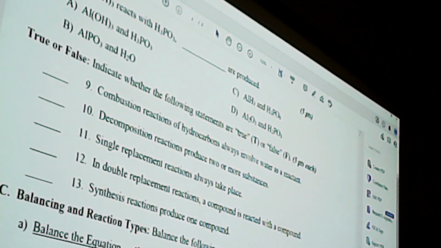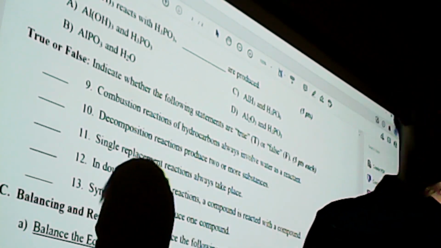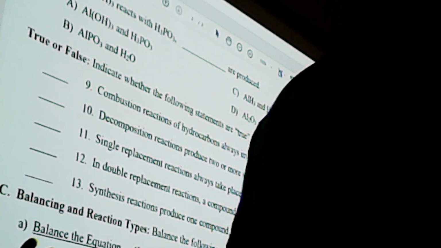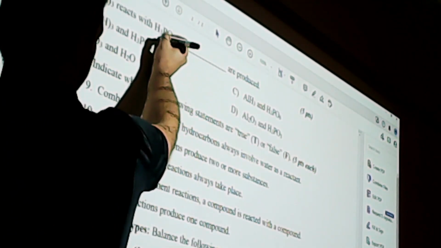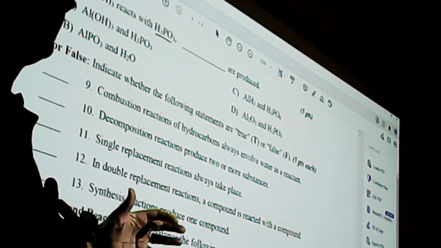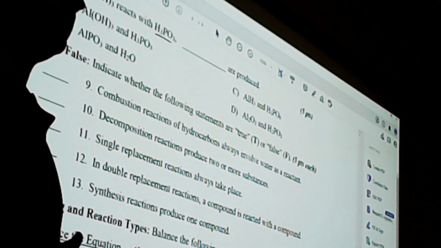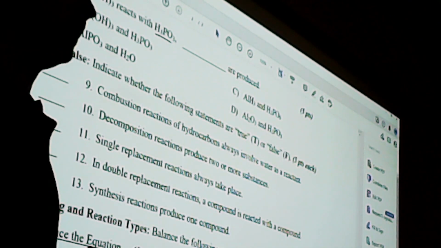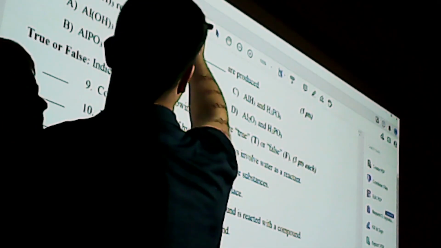Now we start to get, well, besides the true and false, a little bit more involved, a little bit more complicated, okay? Now here's where you're going to want to write some notes down because I'm giving you a hint with some of this stuff. Now, H3PO3, you all should be able to identify as a what? Yeah. This is an acid.